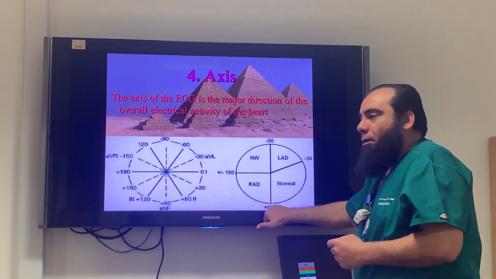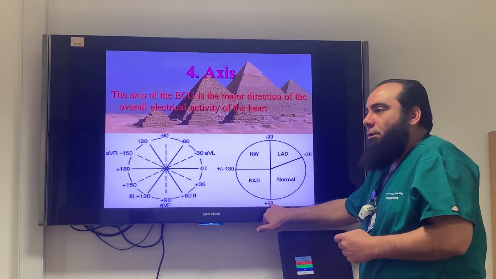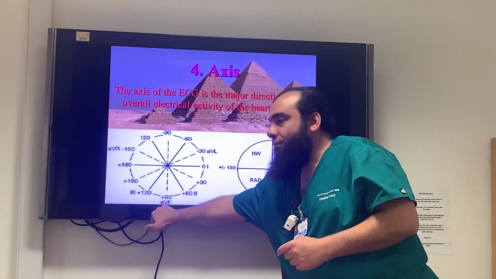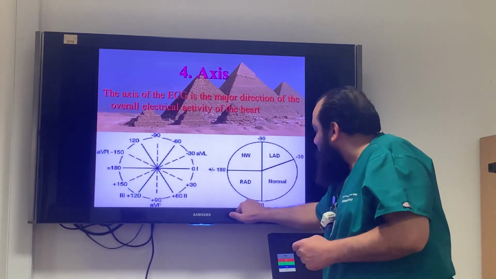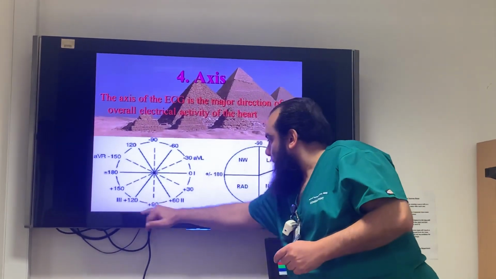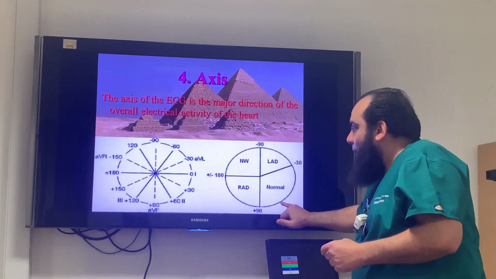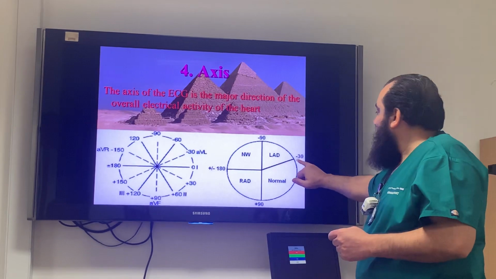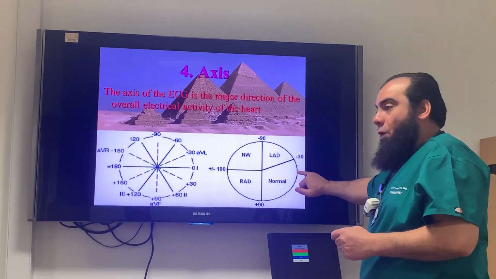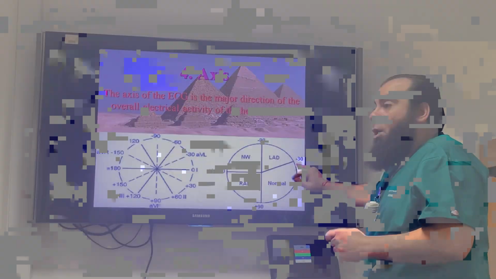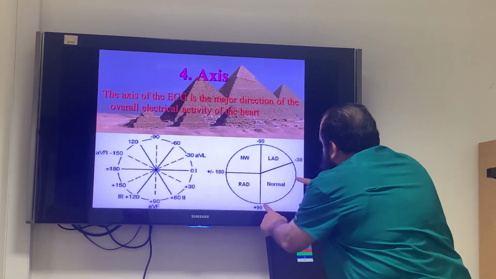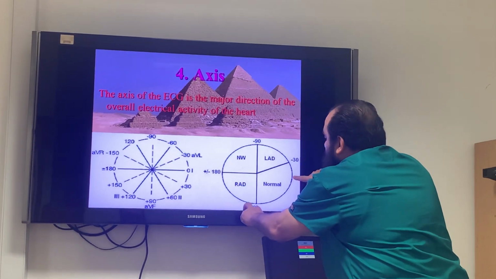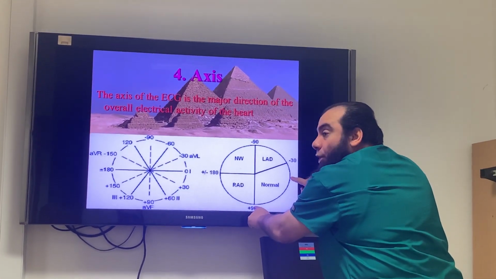Who is recording here? Which leads? That was aVF. And what records here? Lead 3. What's recording here? Lead 2, at 60 degrees. Sorry, lead 1 is here, and here is aVF. With a normal axis, I can see lead 1 and aVF. Some people speak about lead 3, and from these two leads, I can determine the axis.